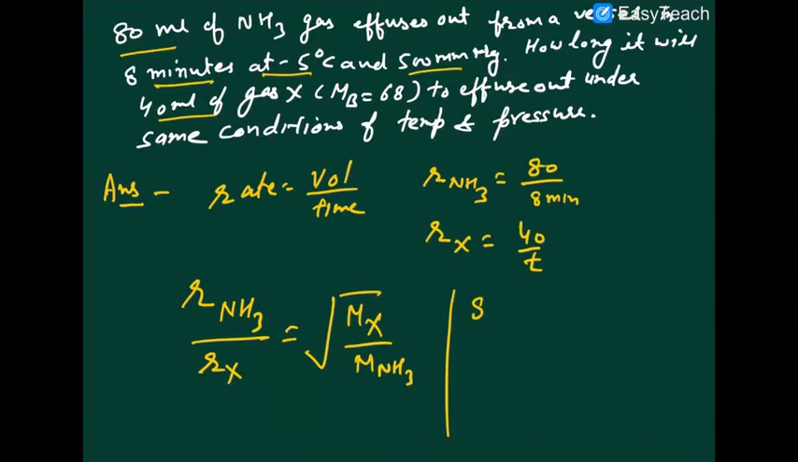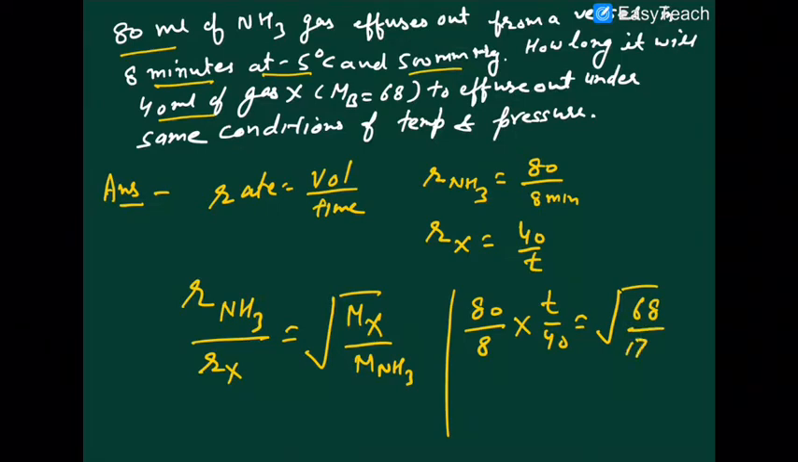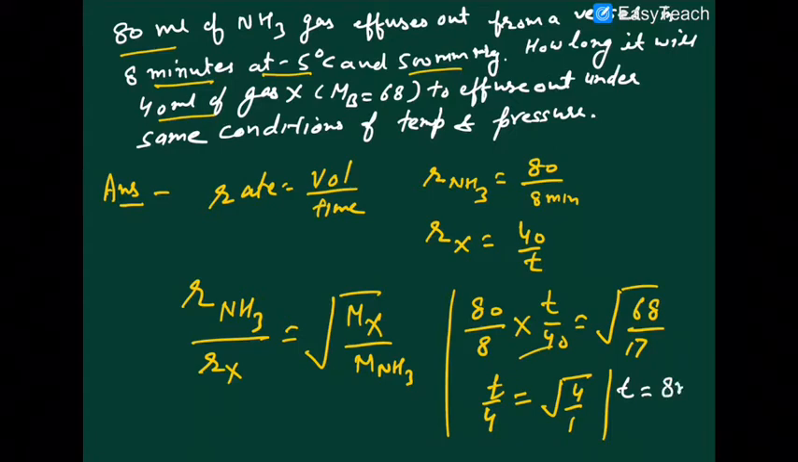Now rate of ammonia will be 80 by 8 into T by 40. Molar mass of gas X is given as 68. Molar mass of ammonia is 17. So it is 40 into 2, so it comes out to 1 by 4. T by 4 into 4 by 1. So by this way T again comes out to be the same, that is 8 minutes. So in both the cases time comes out to be the same.